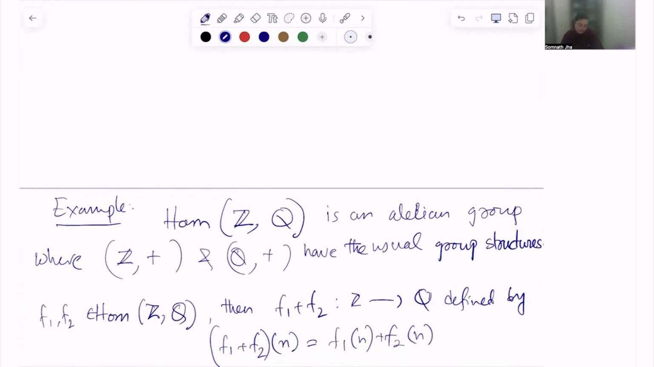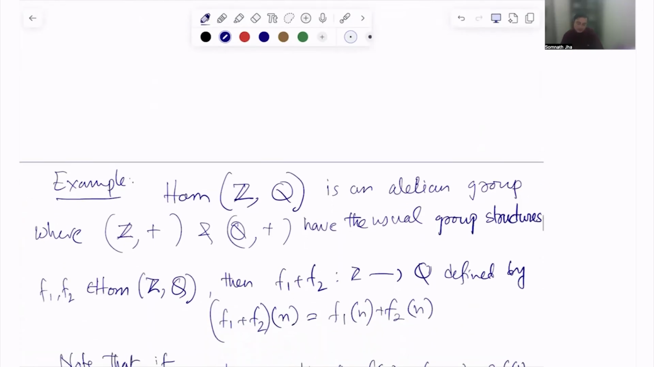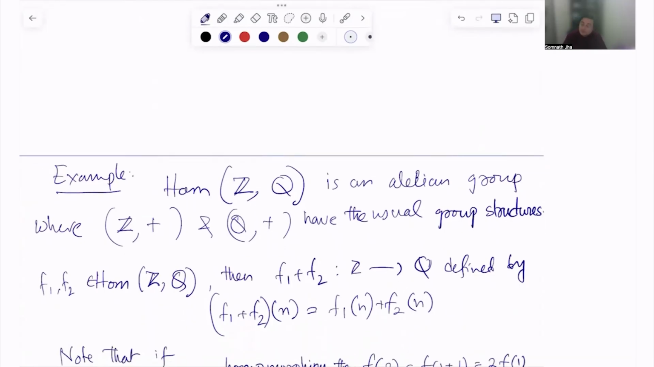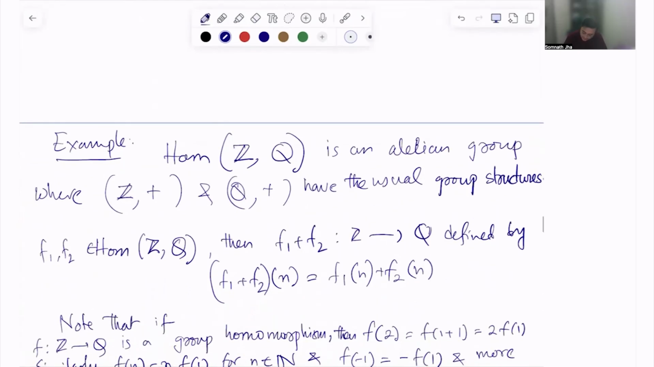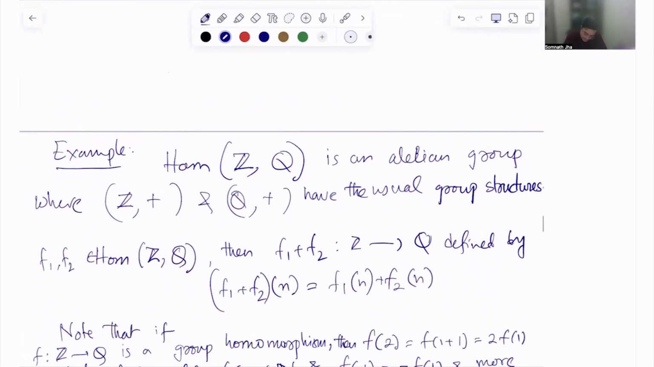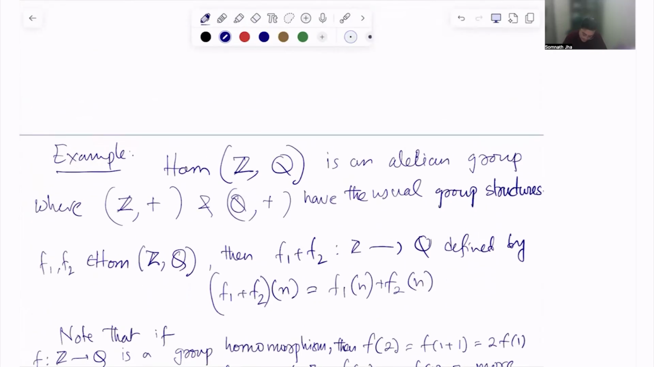So if you have two homomorphisms F1 and F2 from Z to Q, then F1 plus F2 is a map from Z to Q. How is it defined? F1 plus F2 at an integer n is F1 of n plus F2 of n. This was the definition of adding two group homomorphisms that we discussed last time, so this is consistent with that. And then you can check that this is actually a group homomorphism. Moreover, with this pointwise addition structure, these are the elements, the homomorphisms, and that's how you add them.